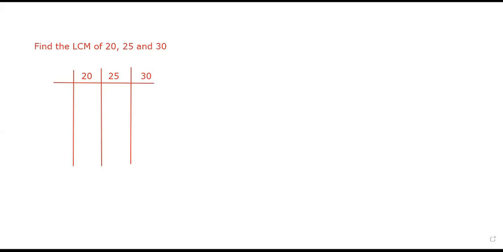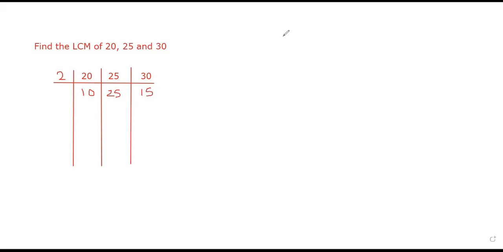Now I'm going to divide these numbers using a prime number. I'm going to use the lowest prime number first, which is 2. So 2 in 20 gives me 10. Now 2 in 25: 2 cannot divide 25 except with a remainder. So what do we do? We put the number down itself. So 2 in 30 gives 15. Do you see it?